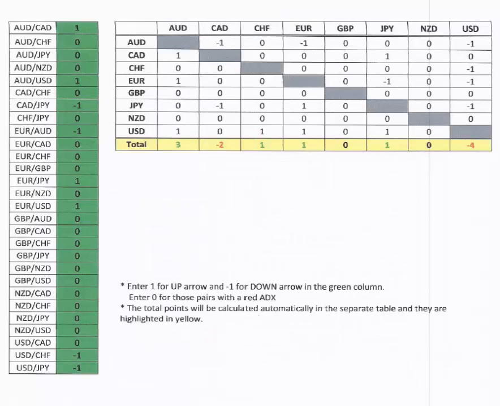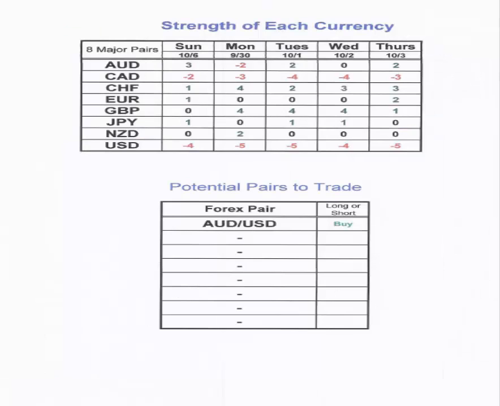What we do is we take the results from the ADX analysis and we plug it into our strength analyzer. This strength analyzer will give us the strength for each of the 8 currencies. From the strength analyzer, we put the results in this table. Today on Sunday, we had 1 strong currency and 1 weak currency.